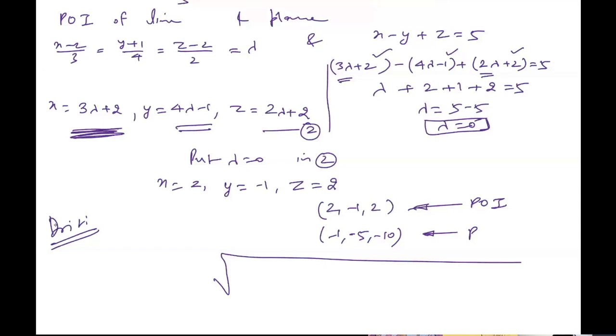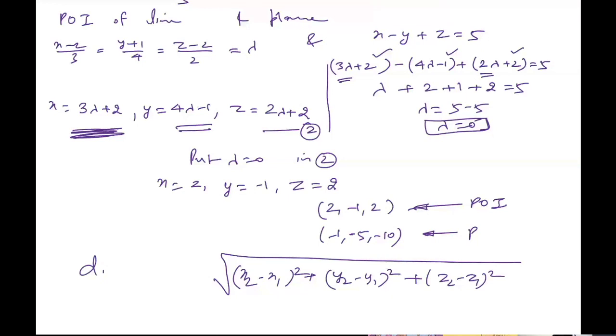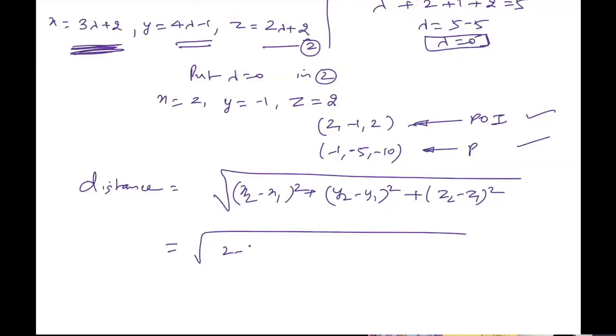That is nothing but the square root of x2 minus x1 whole square plus y2 minus y1 whole square plus z2 minus z1 whole square. So we just need to find the distance. Just put it here. These are 2 points. So this is nothing but 2 minus minus 1 whole square plus minus 1 minus minus 5 whole square plus 2 minus minus 10 whole square.